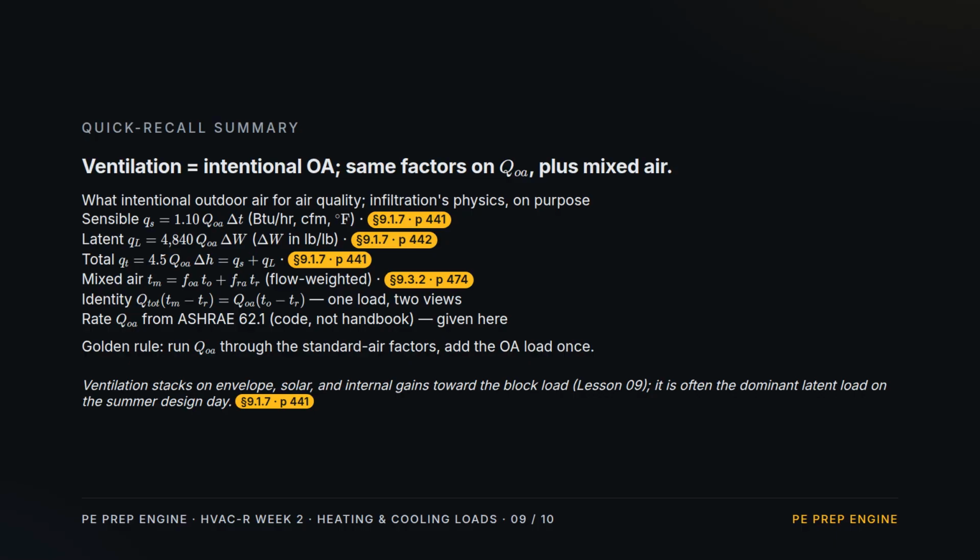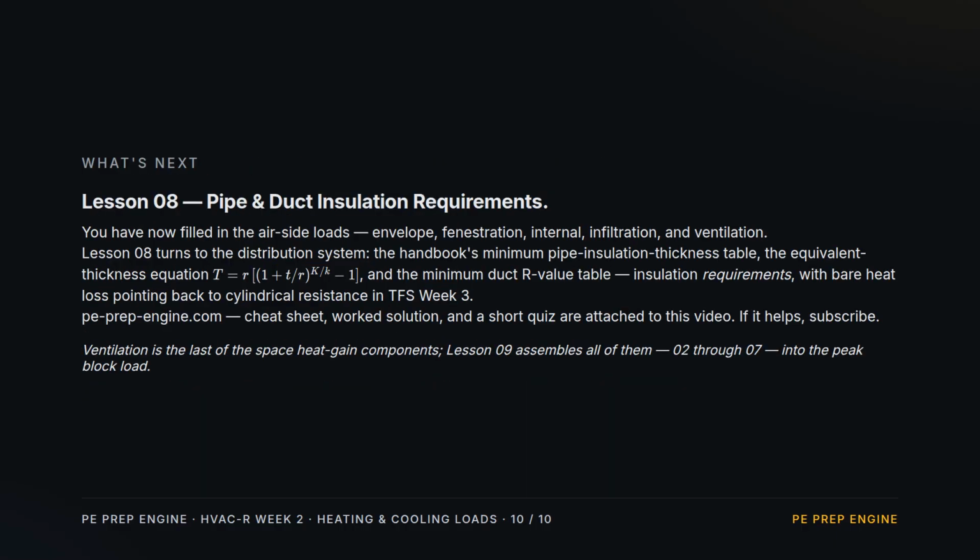given on the exam. Next, Lesson 8, Pipe and Duct Insulation Requirements. We turn to the distribution system, the Handbook's minimum insulation thickness table, the equivalent thickness equation, and the duct R value table. Insulation requirements, with the bare heat loss pointing back to cylindrical resistance in TFS Week 3.